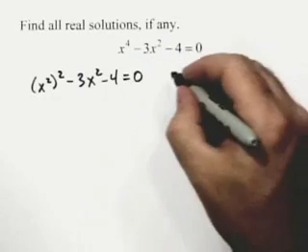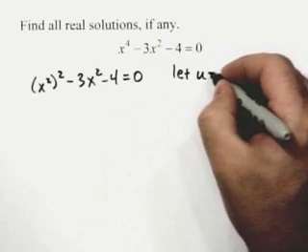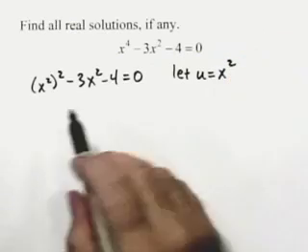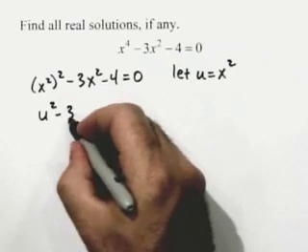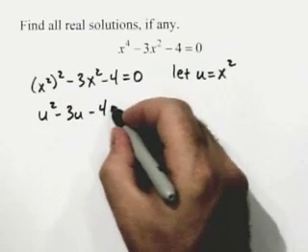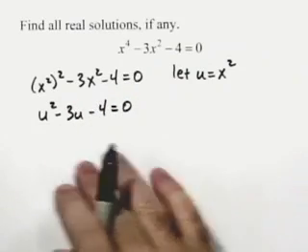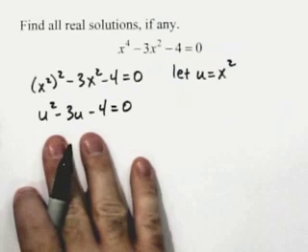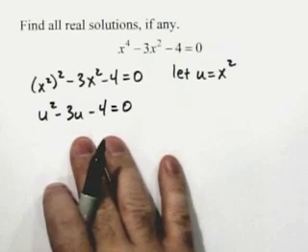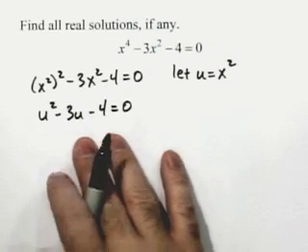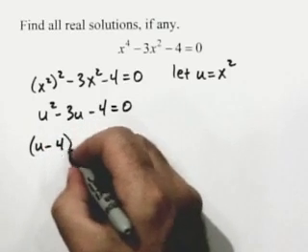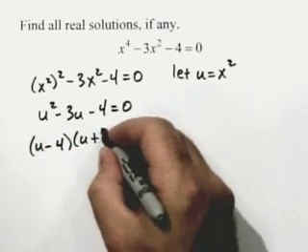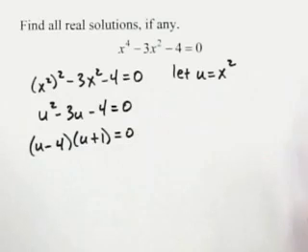If we do a substitution and let u equal x squared, we can rewrite this equation as u squared minus 3u minus 4 is equal to 0. We recognize this as a quadratic equation that's in standard form. We can go ahead and try factoring this to solve the equation. And we can factor as u minus 4 times u plus 1, and that's equal to 0.